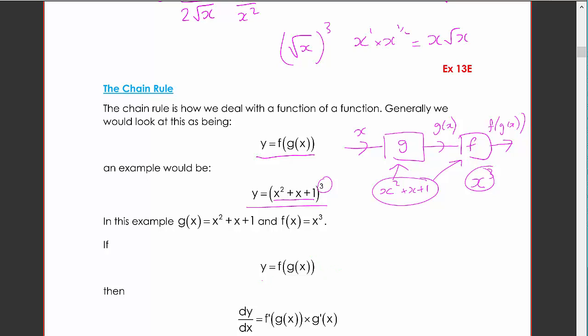So when we have y equals f of g of x, dy/dx is f dashed g of x times g dashed x, which looks really complicated. So it's best that we just look at an example because it's not that bad.